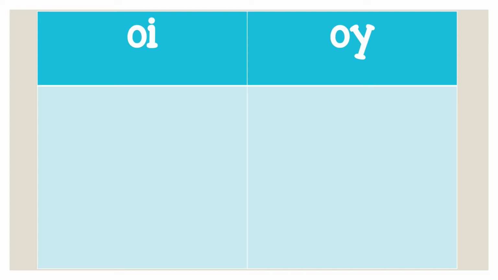All right, now that you're ready, let's get started on our first word. The first word, we're going to start on the OI side. The first word is an easy one that we've already talked about, and that's the word oil. So we hear OI, and OI is going to be O-I. Oil, and I hear an L at the end, so we're going to put an L. Oil.